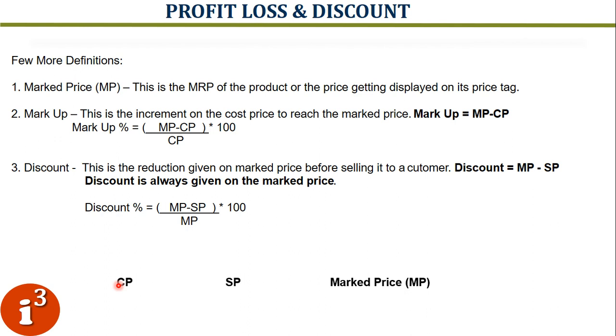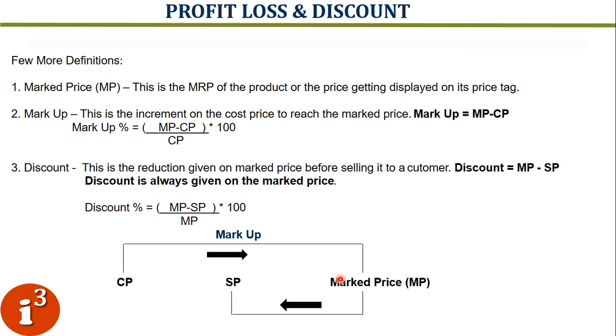So let's see a basic relation between them. There are three terms: cost price, selling price, and marked price. To the cost price, you add the markup. You have marked up from 100 to 150. This is the markup which you are doing on your cost price to reach the marked price. Then you give a discount to the marked price, and this is the price at which you finally sell.